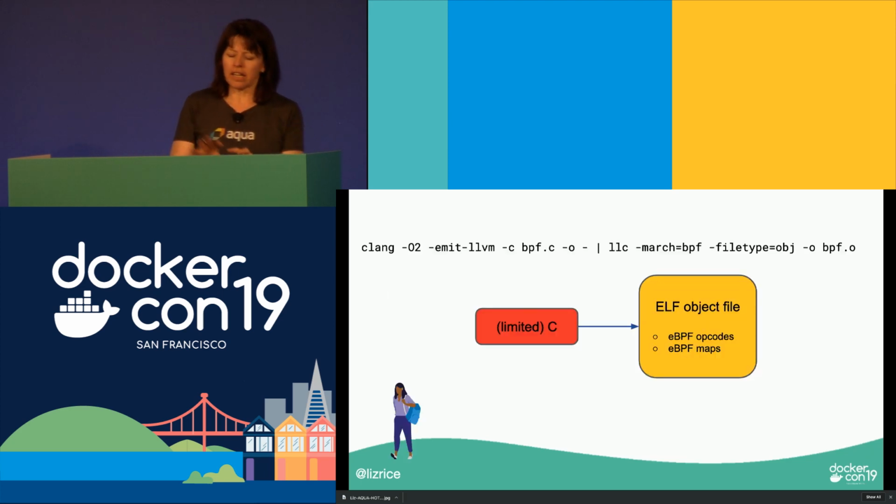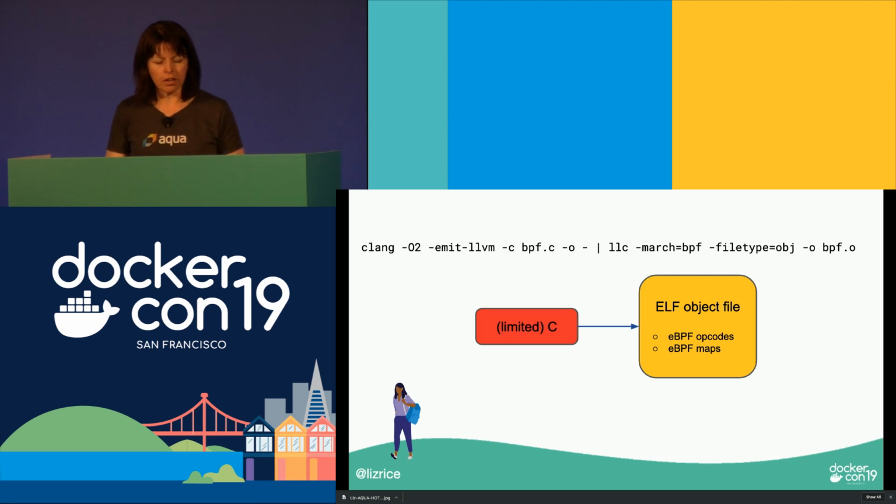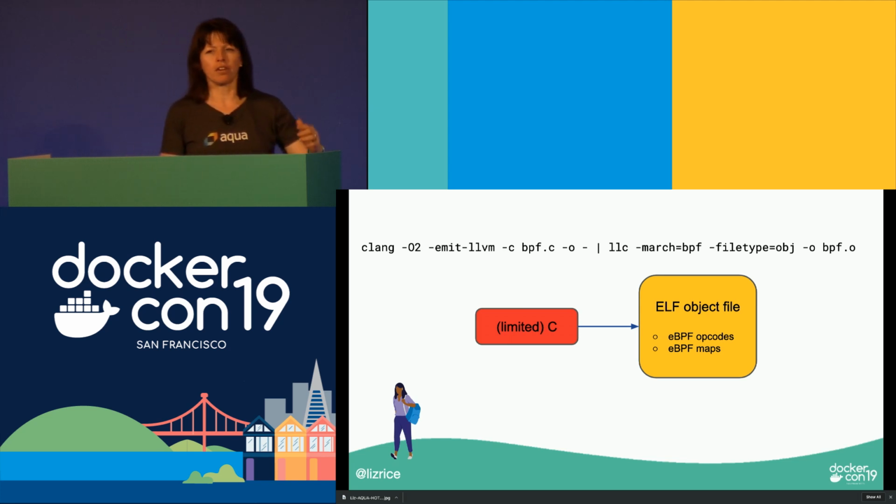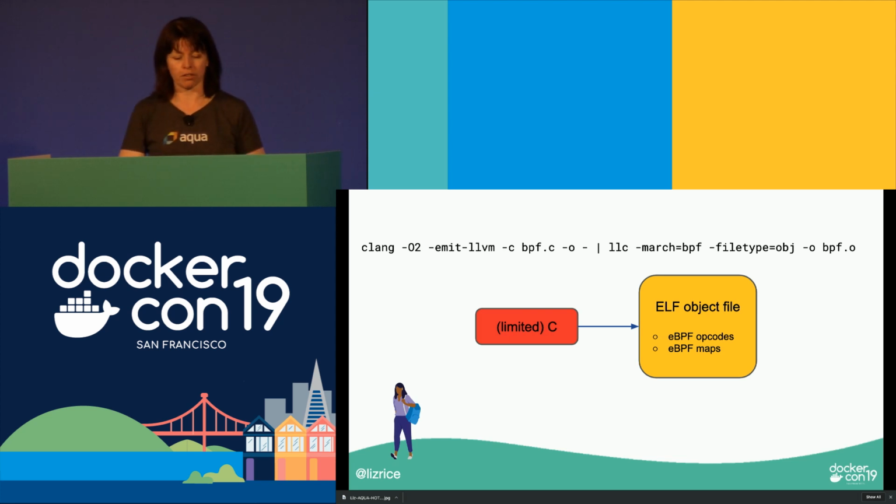I slightly simplified something that was happening earlier. I talked about using LLVM and Clang to create the BPF bytecode. If we dive into that in a little bit more detail, you're actually getting a standard ELF format file that defines the instructions, the BPF instructions, and it also defines the data structures, these maps. It's a regular ELF object file.